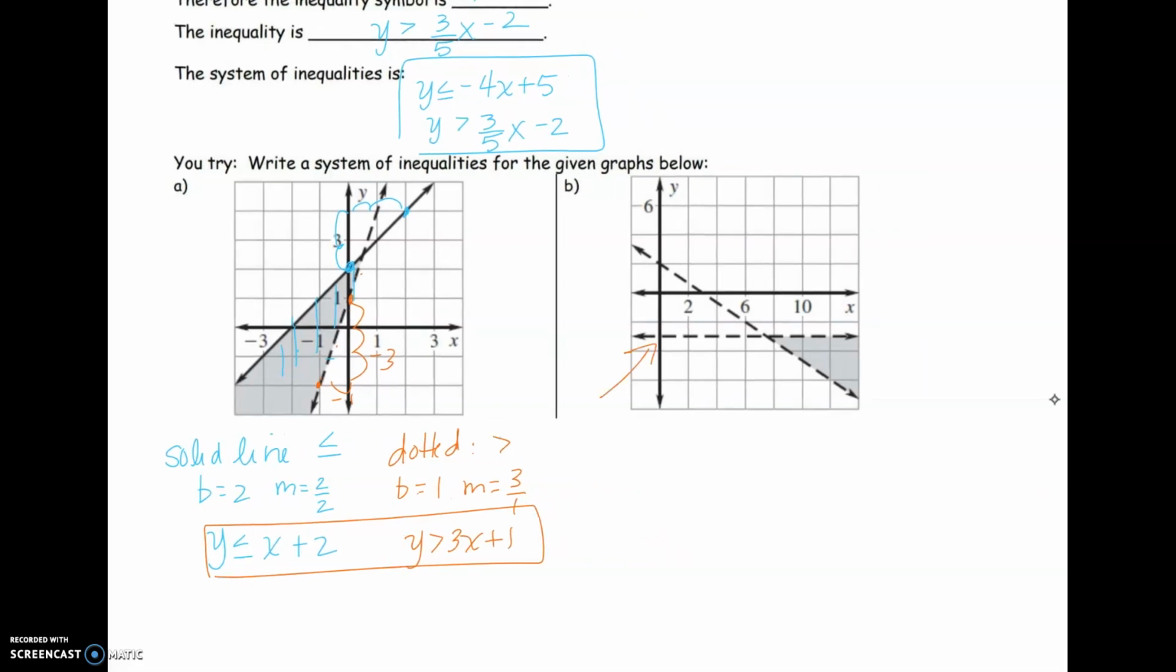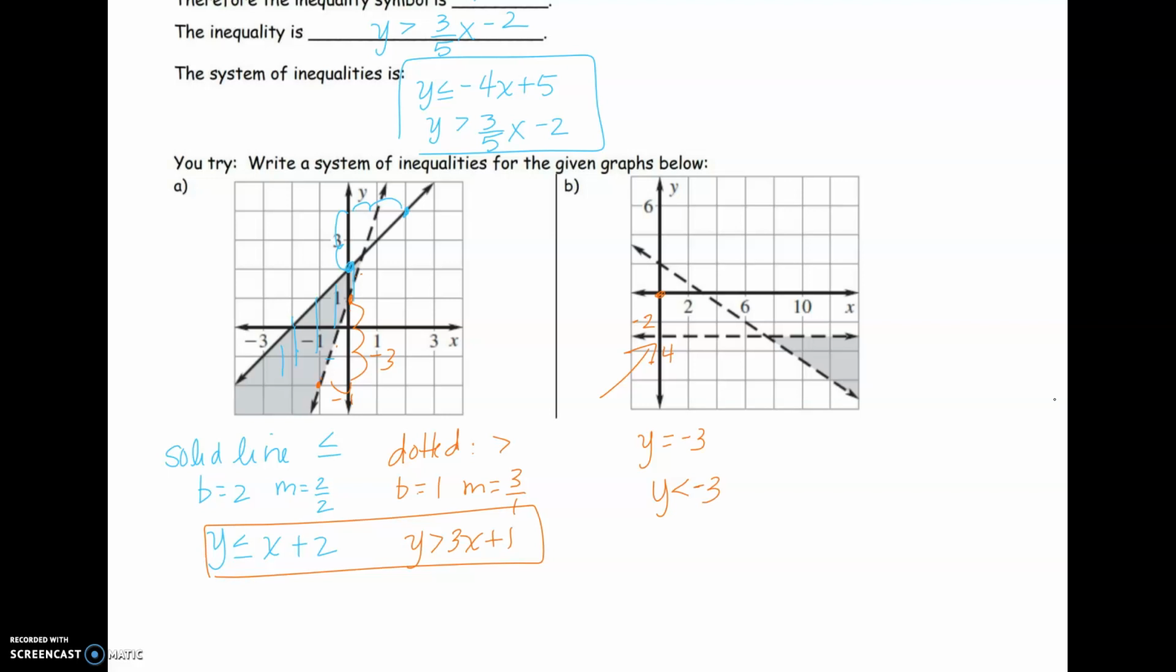Okay, we have two dotted lines. Let's do the horizontal line first. This horizontal line, it looks like we're going by 2's here. So this is a little tricky. So this is 2, that's 4, and that's a negative. This is your origin. So it looks like y equals negative 3, but the inequality is shading below and it's dotted. So it's going to be y is less than negative 3.